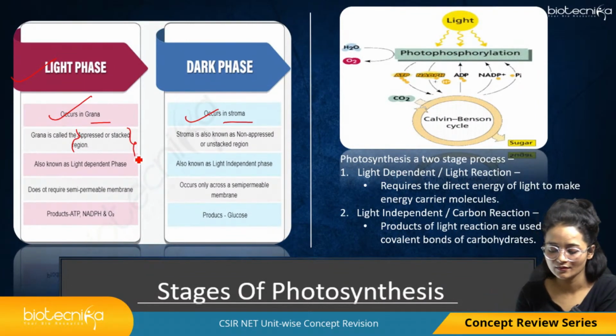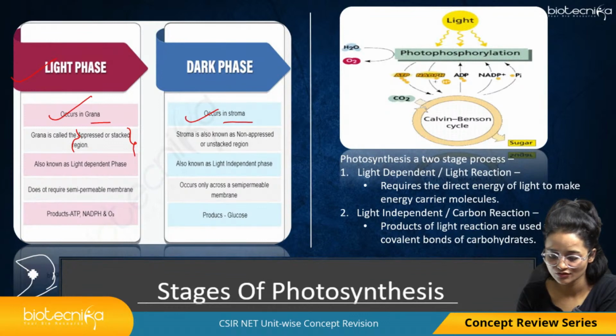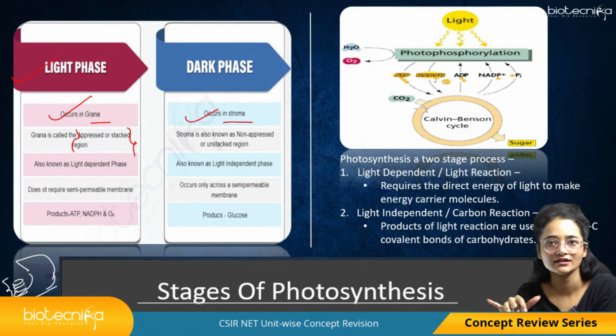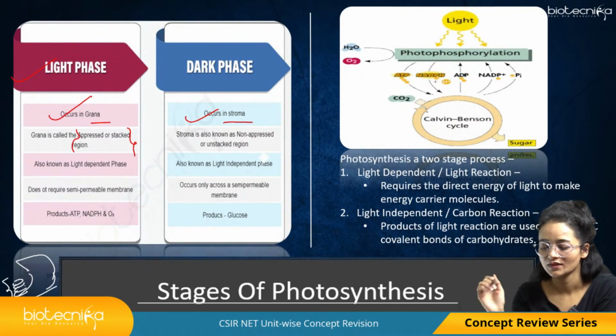So granas are basically present if we draw the structure of chloroplast. So the chloroplast molecule is there, and granas would be present here, right? These are known as the granas. So in granas, basically a light reaction takes place, and these are present in the form of appressed or stacked region, right? Stroma is also known as the non-appressed or the unstacked region.